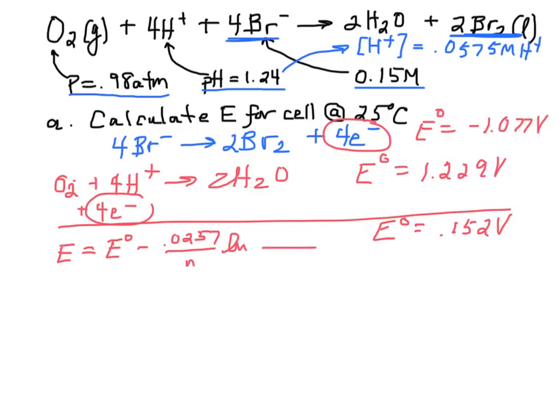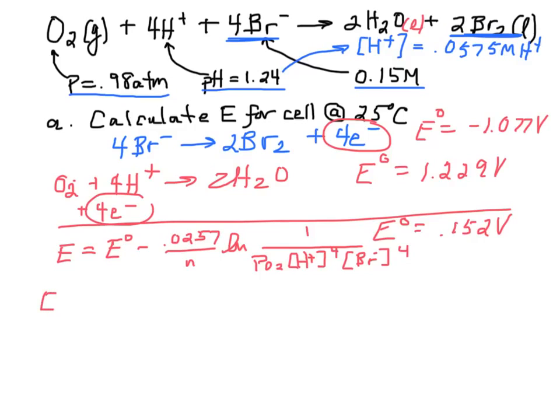And the ln, now what's the expression for our Q? Products over reactants raised to their coefficients, ignoring solids and liquids. So there are actually no products, we're going to ignore those two liquids. So it's 1 over the pressure of O2, concentration of H+ to the fourth, and concentration of Br- to the fourth.